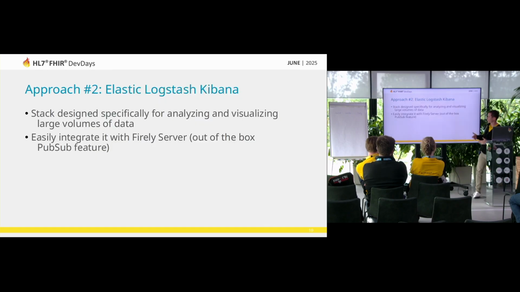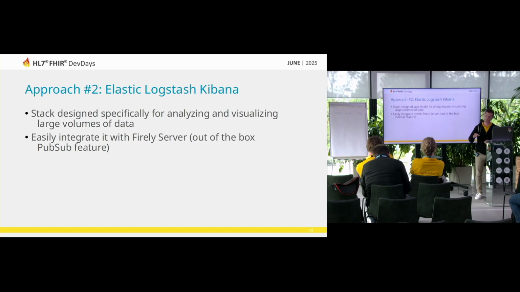But you know how we are, we don't want to reinvent the wheel. If tools are already available, we want to use those tools. So the second approach was actually proposed by the client, because the client was already using components of this ELK stack. So Elastic, Logstash, Kibana, which are tools designed specifically for visualizing and analyzing large volumes of data. And the good thing here is that this is very easily integratable with out-of-the-box functionalities of the FHIR server.